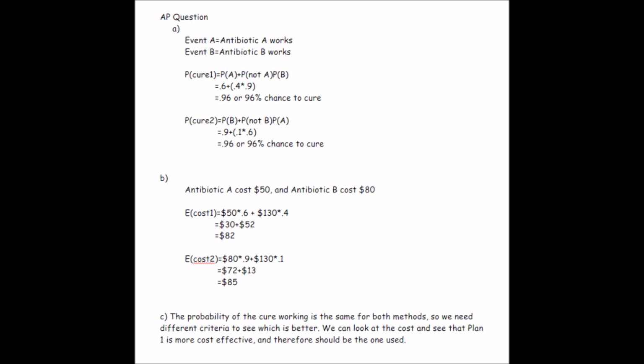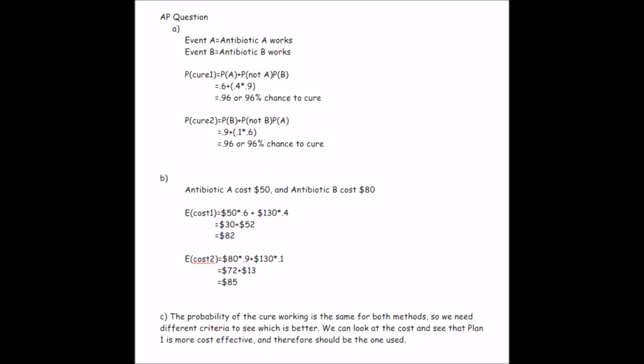Okay, Part A says if a doctor treats a child with an ear infection using Plan 1, what is the probability that the child will be cured? If a doctor treats a child with an ear infection using Plan 2, what is the probability that the child will be cured? So, the first thing I did was set two events. One event A equal to antibiotic A working, and one event B is antibiotic B working.